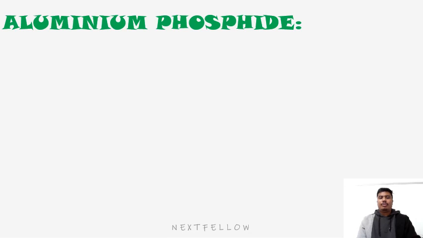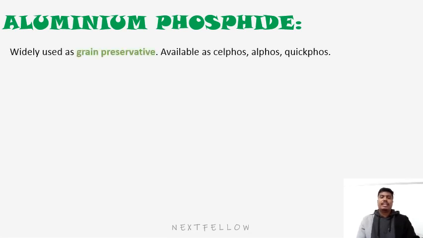Now we will learn about aluminum phosphide. It is a solid fumigant which is used as an insecticide, pesticide, and a rodenticide. It is widely used as a grain preservative. You have seen some small white colored tablets of Celphos, Alphos, or Quickphos which are preserved in the grain in common households where grains are stored. So that is aluminum phosphide.